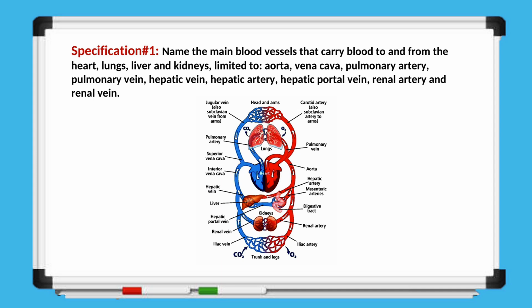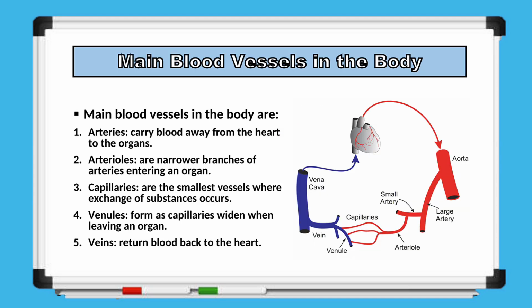For this lesson, we will focus only on the following blood vessels: pulmonary artery, pulmonary vein, superior vena cava, inferior vena cava, hepatic vein, hepatic portal vein, renal artery, aorta, and hepatic artery. So let's get started. The main blood vessels in the body include arteries, arterioles, capillaries, venules, and veins. Arteries carry blood away from the heart to the organs, while arterioles are narrow branches of arteries that enter specific organs.